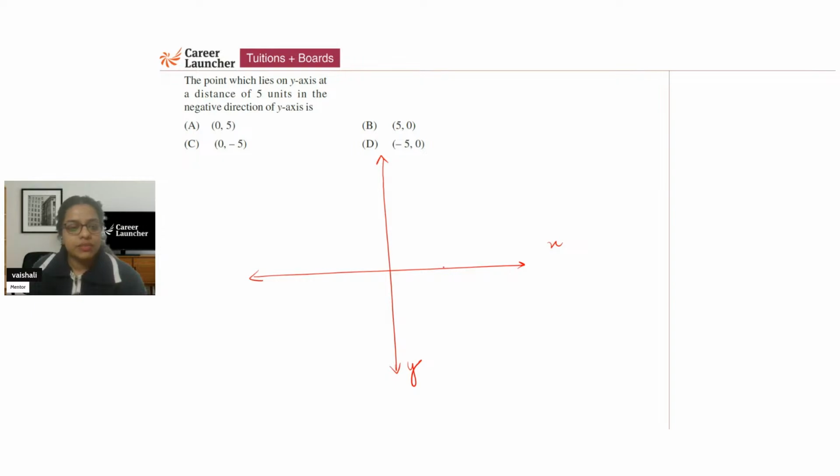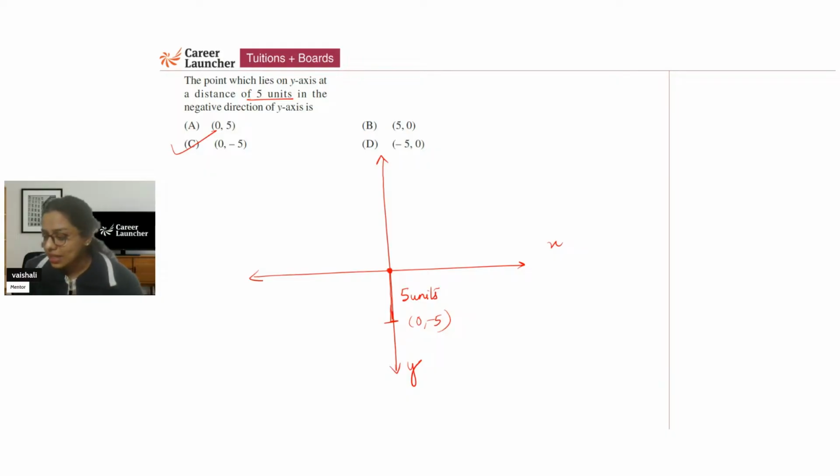So if there is a point which lies on the y-axis and has a distance of 5 units in the negative direction. So for instance, if this is a distance of 5 units, I'll stop right over here and the corresponding point is (0, -5). Can you guys observe this? So C is correct according to this.